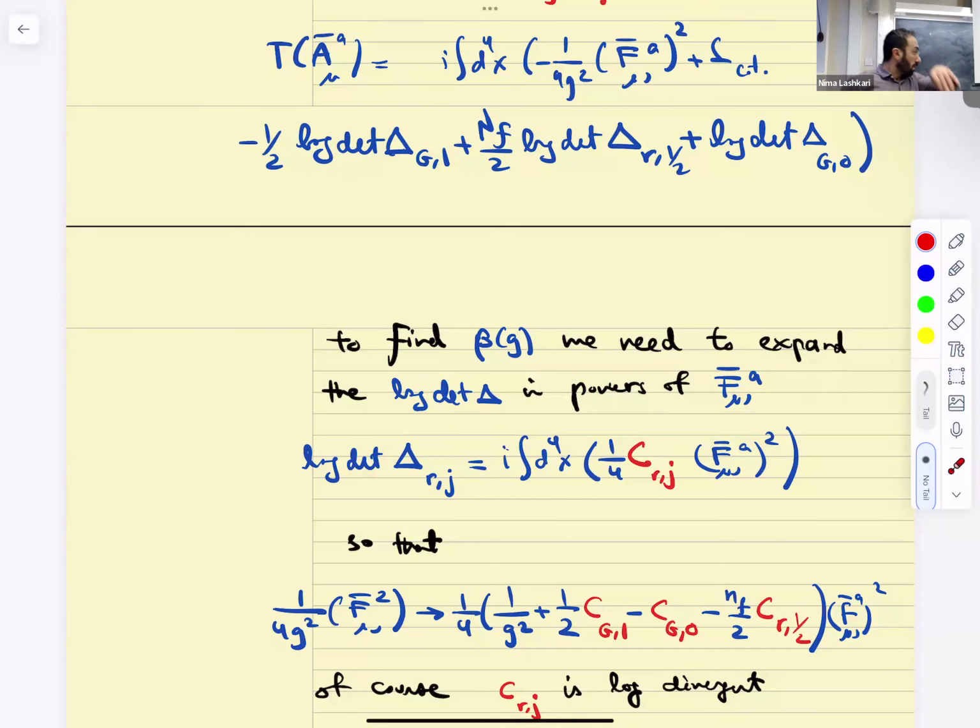Those were just fixed by representation theory, right? We calculate those coefficients and get the result. This is all a one loop calculation. It's very important, right? It's only the one loop that gives you these log determinants. This is the answer. Good? Any questions?